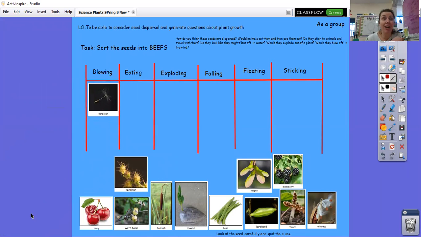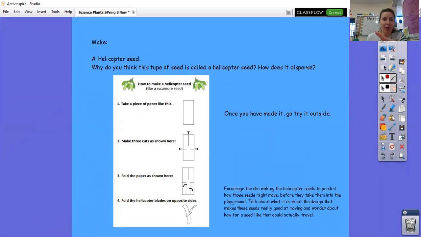So this is the way you need to do it. So have a really close look. What sort of clues can you spot, and then put them into the right places. Well done. And finally, once you've done all of that, make your own helicopter seed.